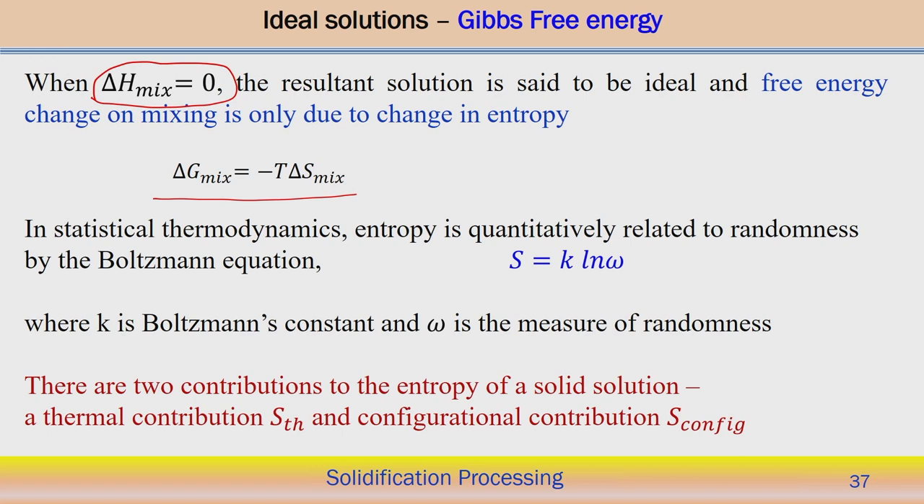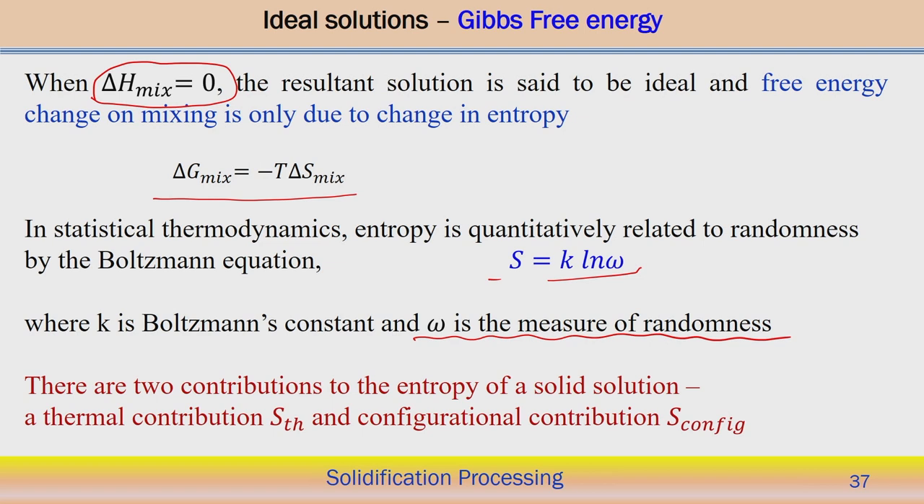Now, in statistical thermodynamics, entropy is quantitatively calculated as a measure of randomness, and therefore, by Boltzmann's equation we can represent S equal to k into ln omega. Here k is the Boltzmann's constant and omega is the measure of the randomness. So, this is the representation of the entropy according to statistical thermodynamics. Now, there are two contributions to the entropy of a solid solution.